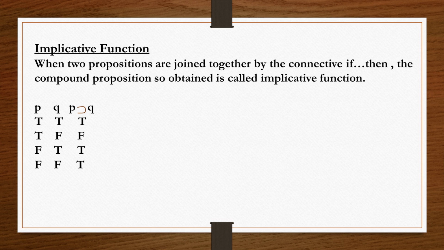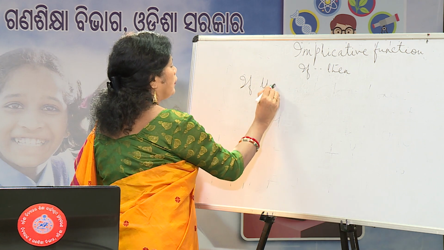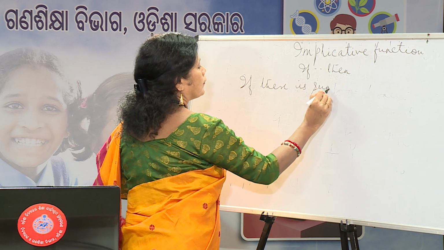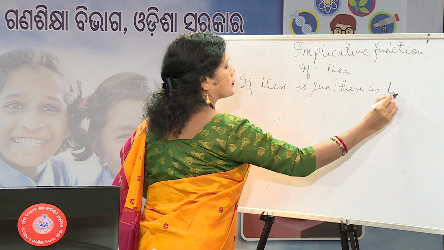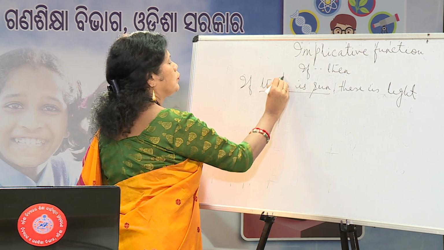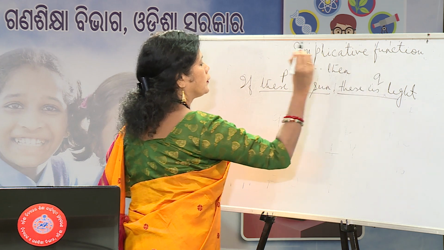Okay. So in the implicative function there are two propositions and they are connected by the connective if then. Suppose the example is: if there is sun, then there is light. If there is sun, then there is light. For there is sun, we can use the variable p. For there is light, we can use the variable q.